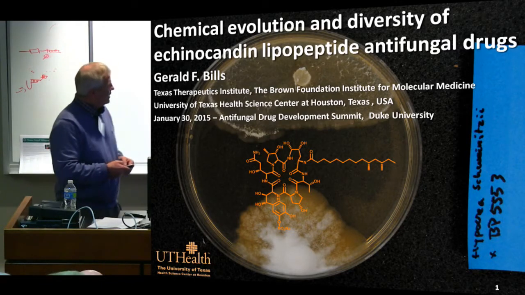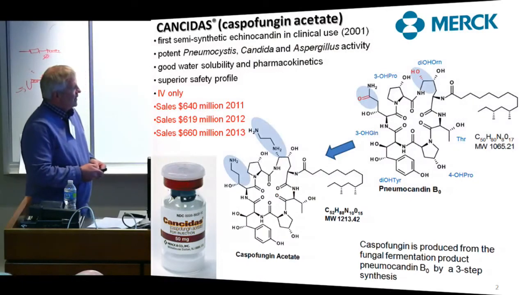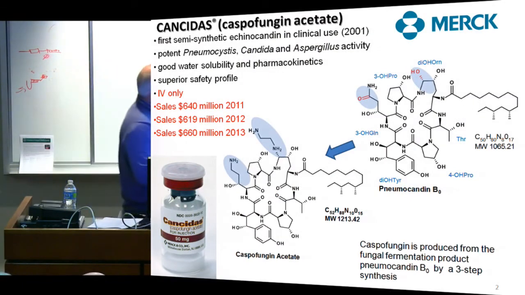So I'm going to get started by showing the natural product starting point for caspofungin acetate, a molecule called Echinocandin B. It was discovered at Merck. We all know how great it is, and we all know how much money it makes for Merck.